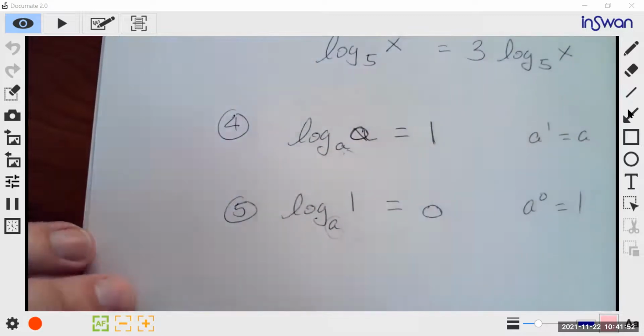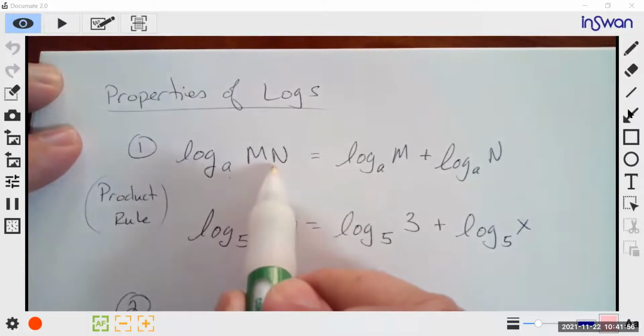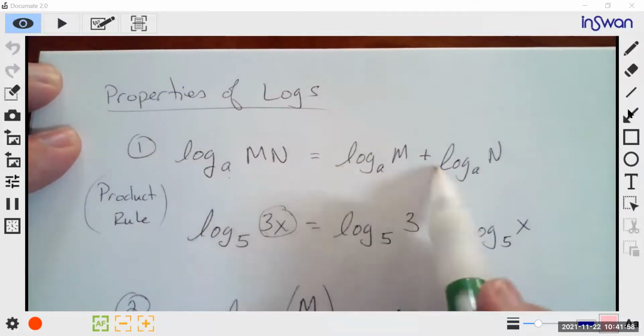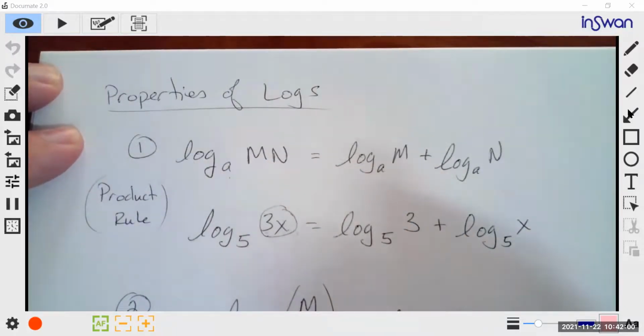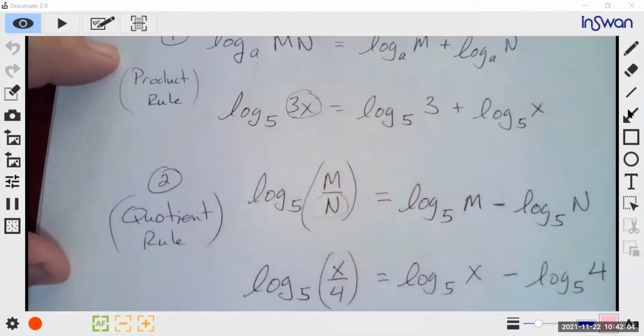Let's do a couple. So here's the thing you would remember. If you're multiplying, you always have plus signs in front of the logs. If you're dividing, whatever's on the bottom will have a minus sign in front of it.